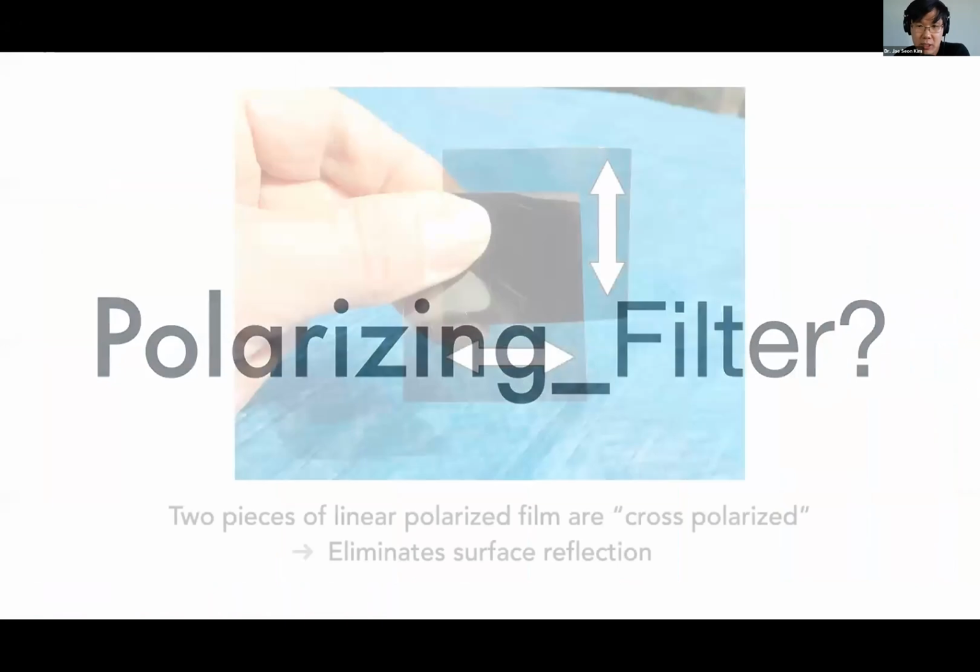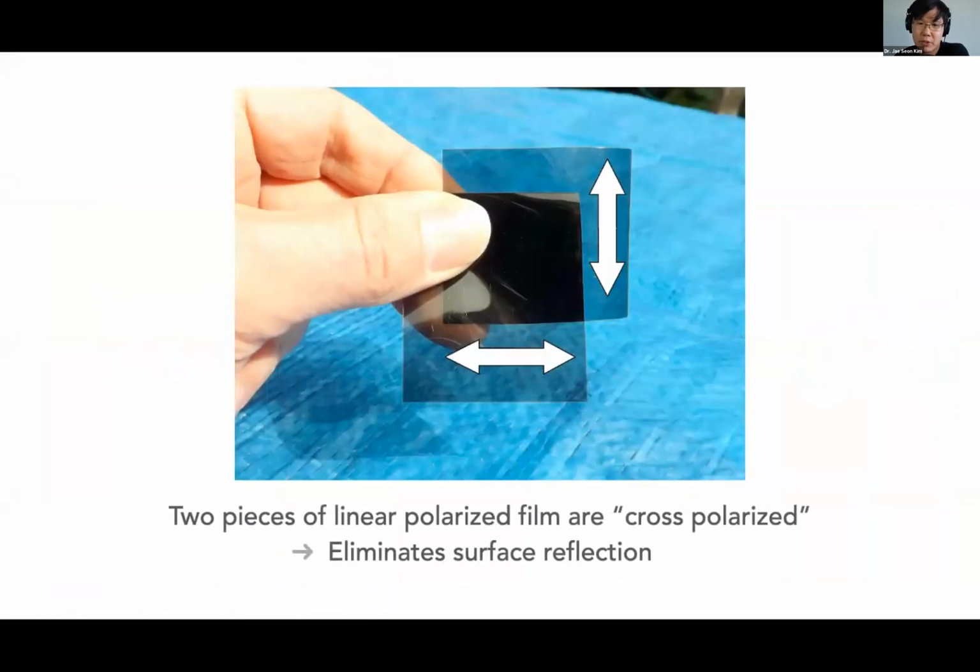So let's move on to the last segment of the lecture, which is using the polarizing filter. So what is a polarizing filter? If you take two pieces of linear polarized film and put them perpendicular to each other, they become cross-polarized and they eliminate the surface reflection.